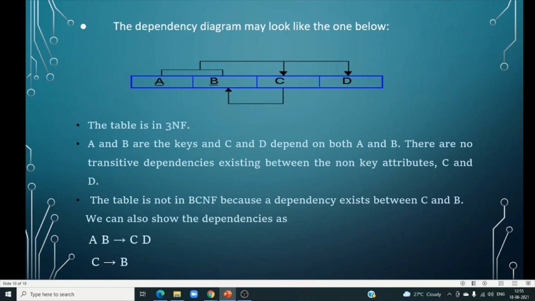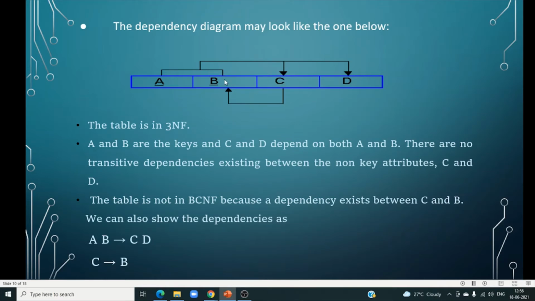For example, here we are taking one table. It consists of A, B, C, D as the attributes, and the composite key is A, B. Composite means multiple columns or attributes can be defined as the key attribute. This is the functional dependency diagram. The key attribute, the combination of A and B, must define C as well as D. If we know A and B, then we know C as well as D.